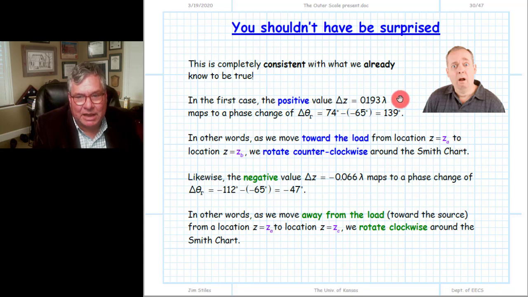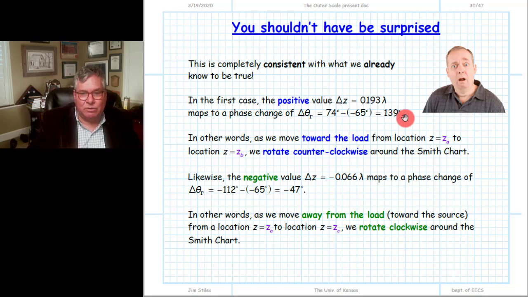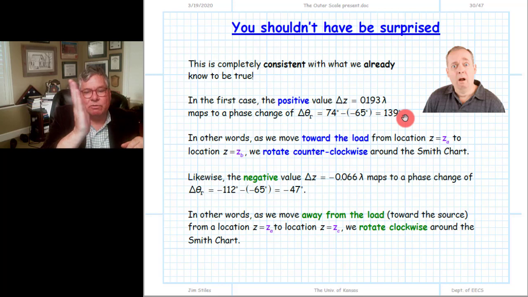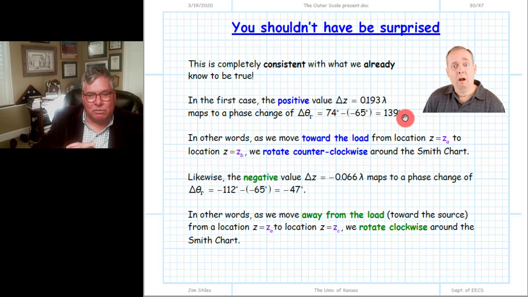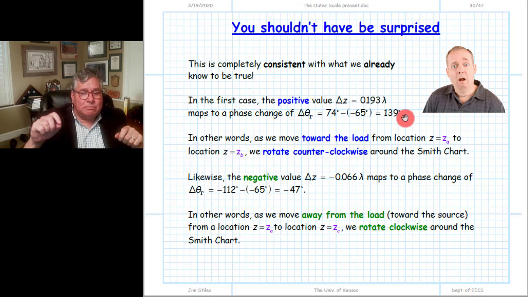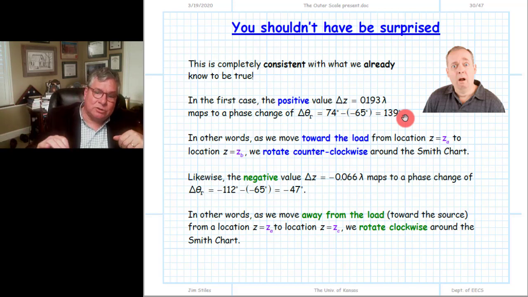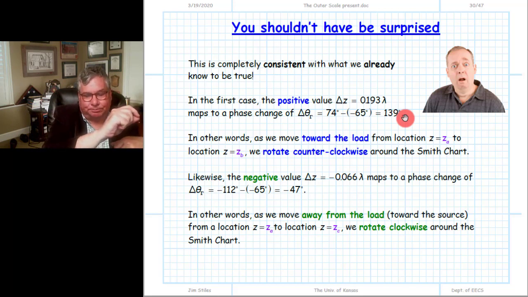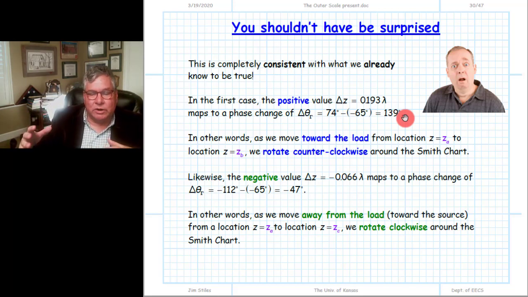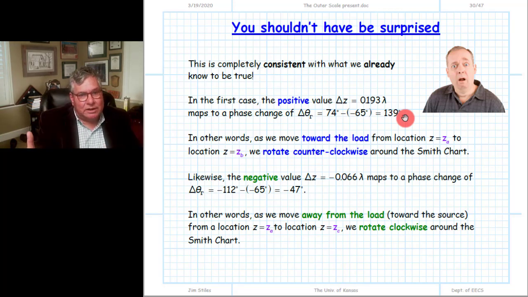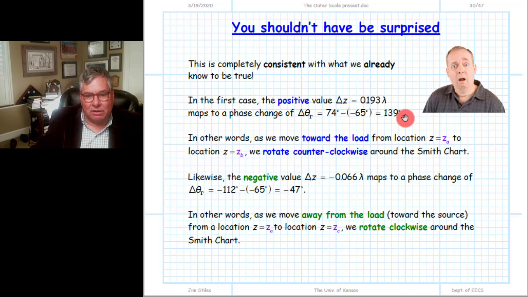When we had a delta z of a positive 0.193, we found that the phase angle increases by a value of 139 degrees. An increase in z as we move toward the load results in an increase in theta, a rotation around the Smith chart, which is counterclockwise. This is why the outer scale index, that electrical length we've been talking about, wavelengths toward load, increases as we move counterclockwise around the Smith chart. We're moving toward the load, we're increasing the index z, and therefore the angle is increasing and we're moving counterclockwise.